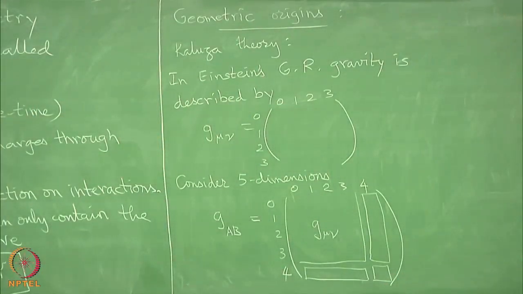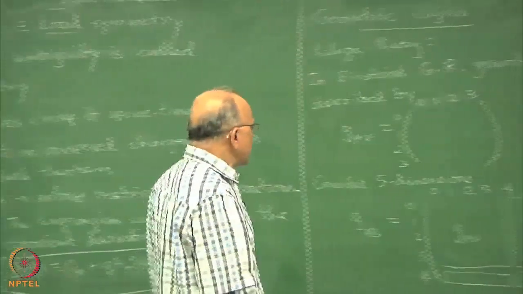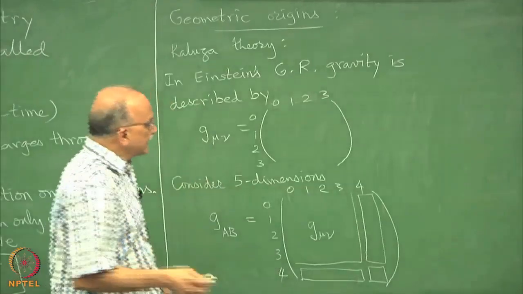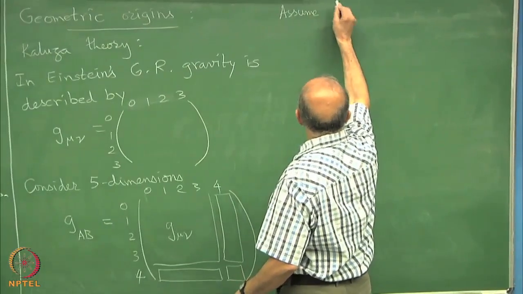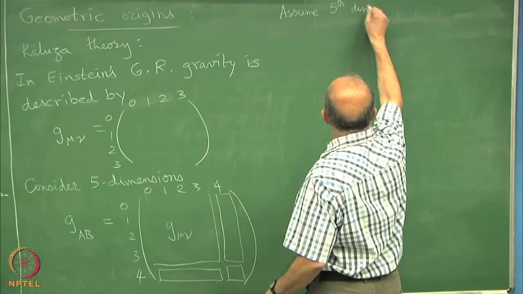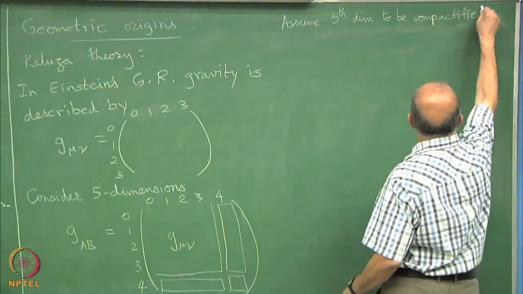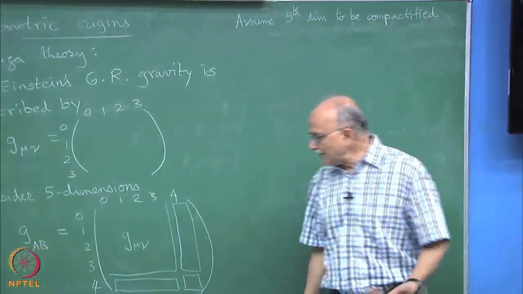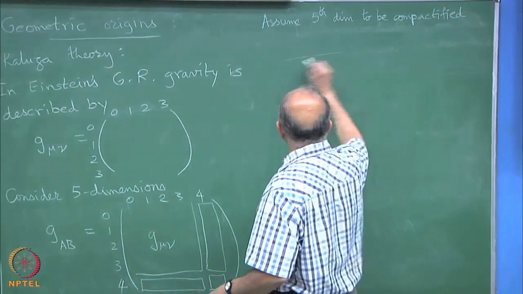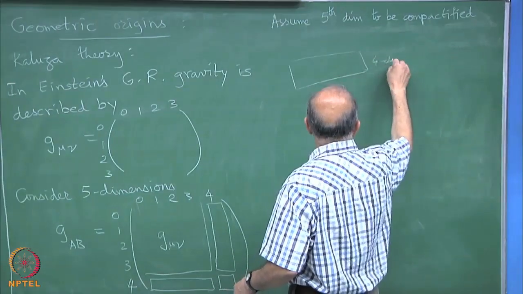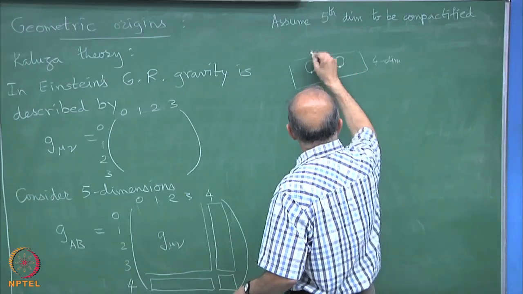And then Kaluza proposed that since we do not see the fifth dimension, maybe the dimension is very small, it is curled up, it is compactified. So although it is supposed to be a 5-dimensional metric, we assume the fifth dimension is such that we do not see it. Well, if we do not see it, then how will it manifest? Well, the point is that it is some kind of a circle. So this is the 4-dimensional space, and then there would be an internal direction at each point. So this is the fifth dimension.